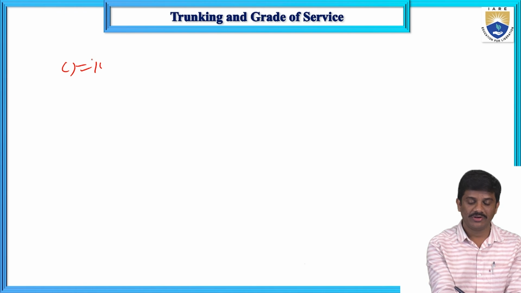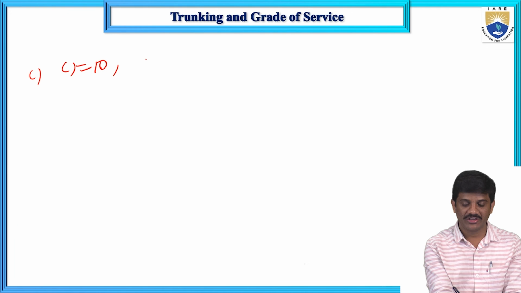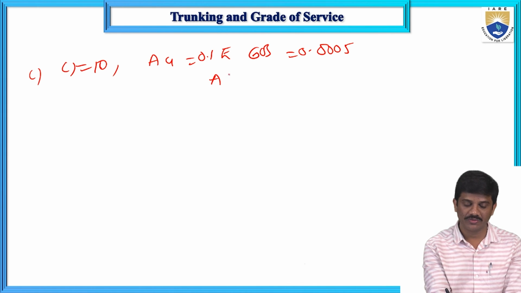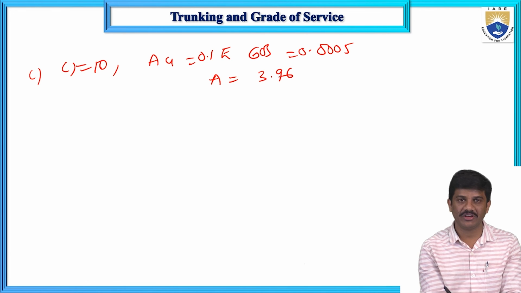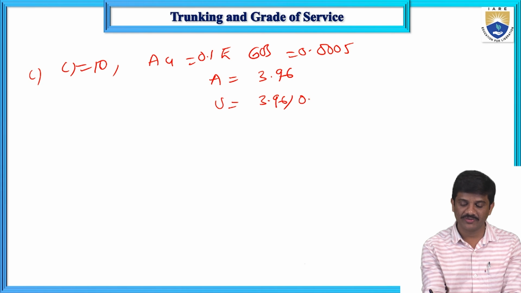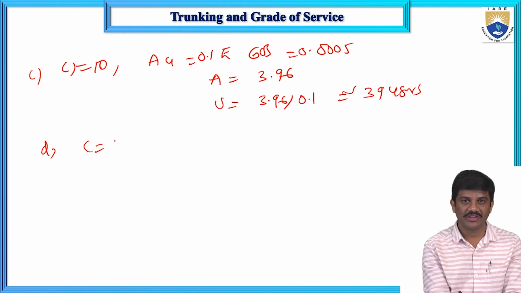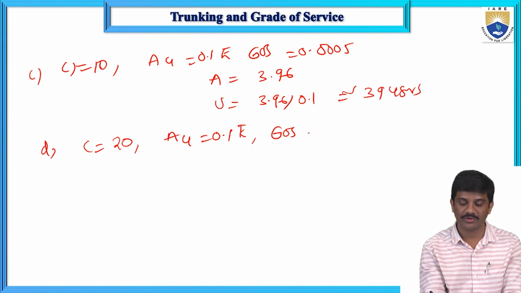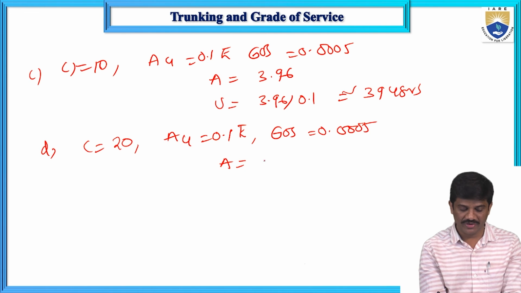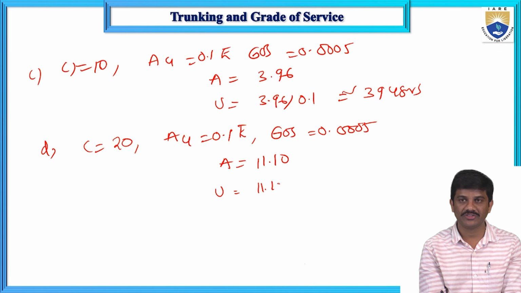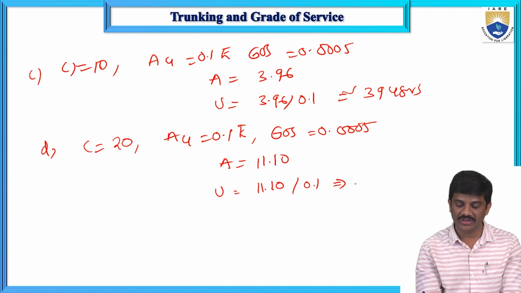Next, C equal to 10, AU equal to 0.1 Erlangs, and the grade of service is the same, 0.005. For 10 channels, A equal to 3.96. Then U equal to 3.96 by 0.1, so we get approximately 39 users. Then C equal to 20 channels, AU equal to 0.1 Erlangs, and the same grade of service. From the Erlang table, A equal to 11.10. Then U equal to 11.10 by 0.1, approximately 110 users.